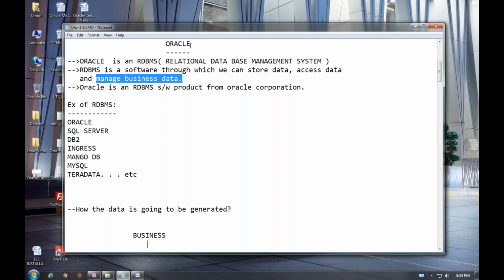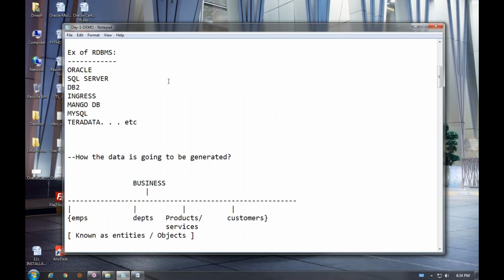What is the example of RDBMS software? So many RDBMSs in our society. Oracle is one RDBMS from Oracle company. SQL Server is an RDBMS from Microsoft.